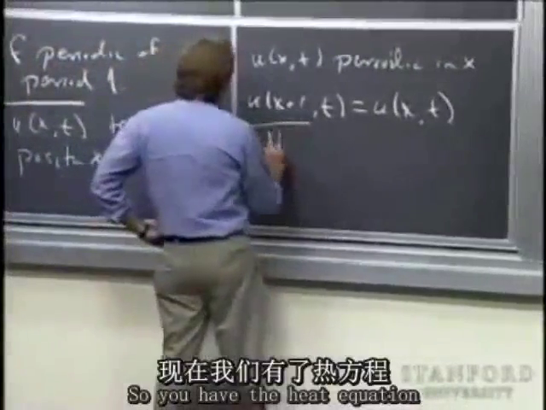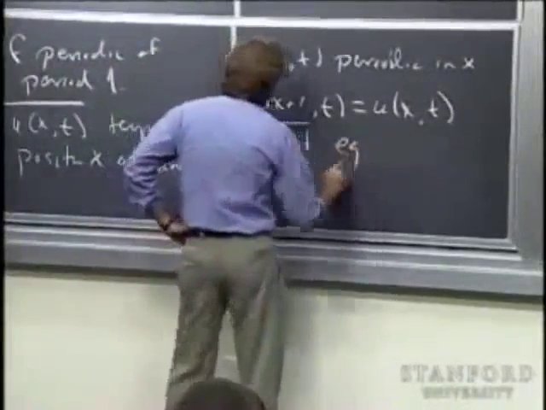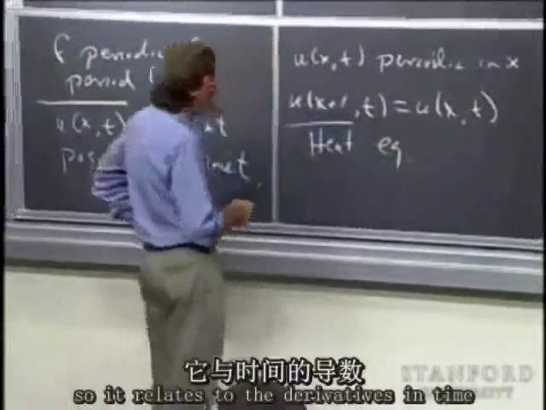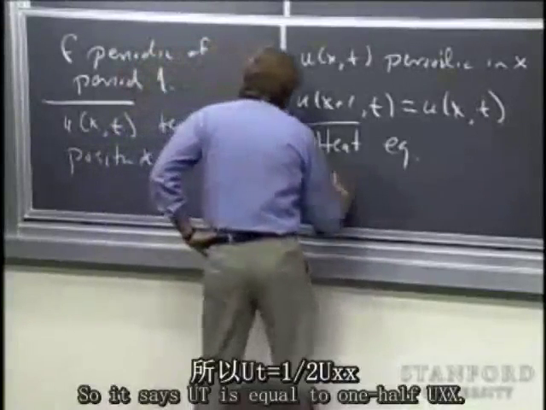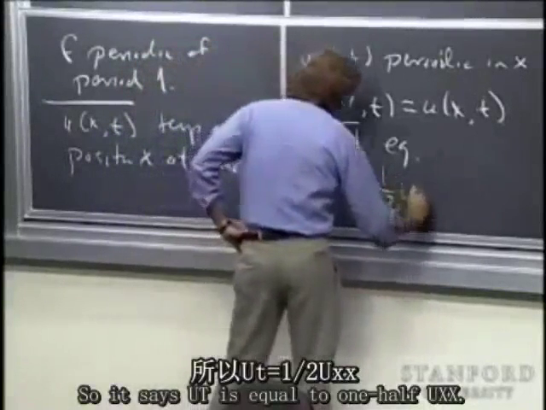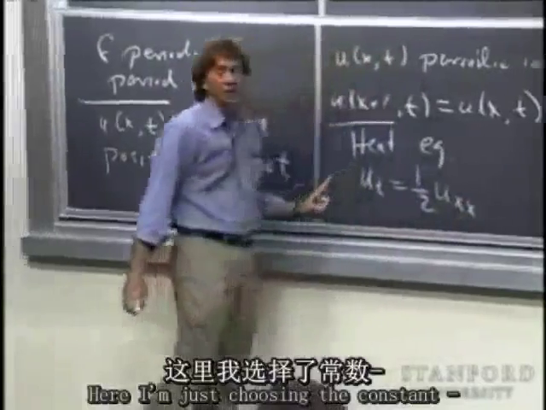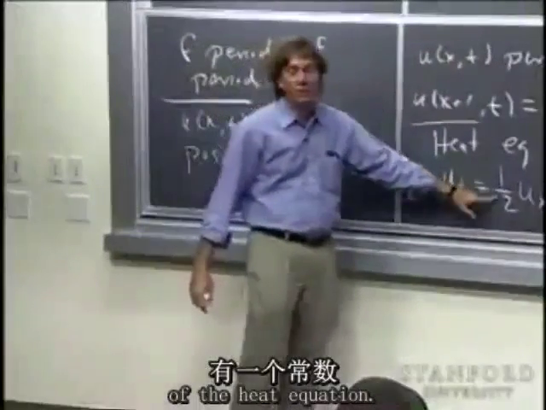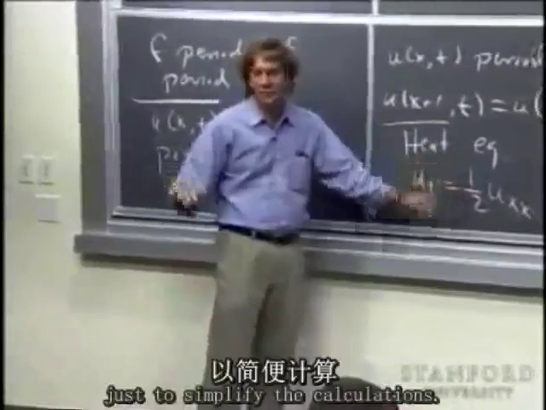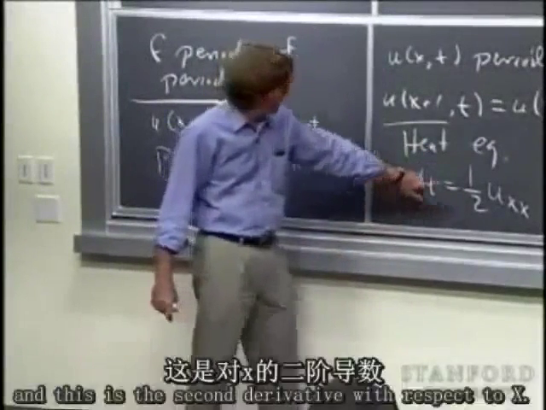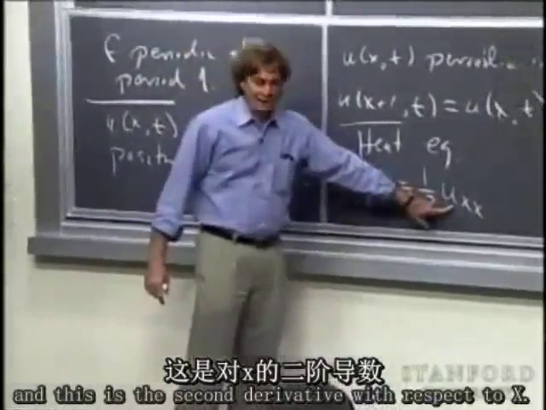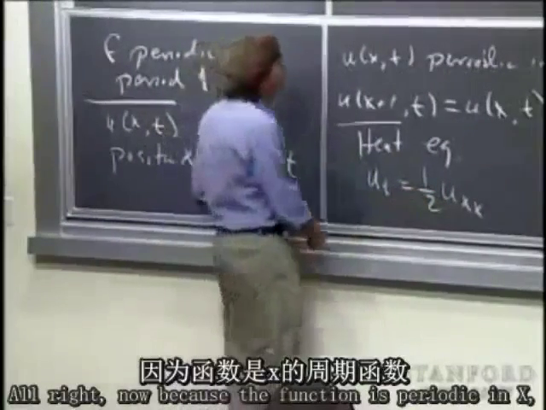So you have the heat equation satisfied by u. It's a partial differential equation, so it relates the derivatives in time to the derivatives in x in space. So it says u_t is equal to 1/2 u_xx. Here I'm just choosing the constant. There's a constant on the right-hand side of the heat equation. I'm just choosing things so the constant is 1/2, just to simplify the calculations. So this is the first derivative with respect to time, and this is the second derivative with respect to x. All right.